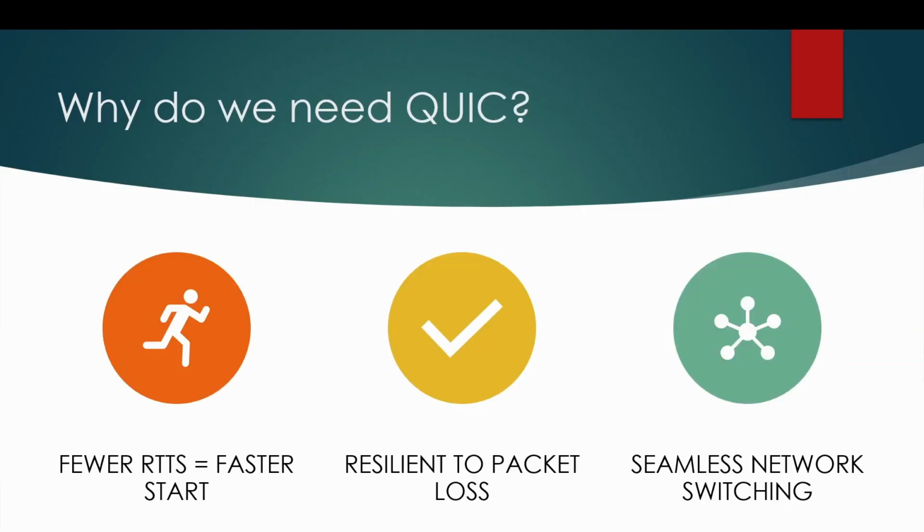Now for why we need QUIC. Traditional TCP plus TLS takes 2 to 3 round-trip times, or RTTs, to set up a connection, which delays data transfer, especially on mobile or unreliable networks, like when you're streaming a video on a spotty 4G signal. QUIC cuts this down to 1 RTT or even 0 RTT for repeat connections, speeding up apps like web browsing or streaming.